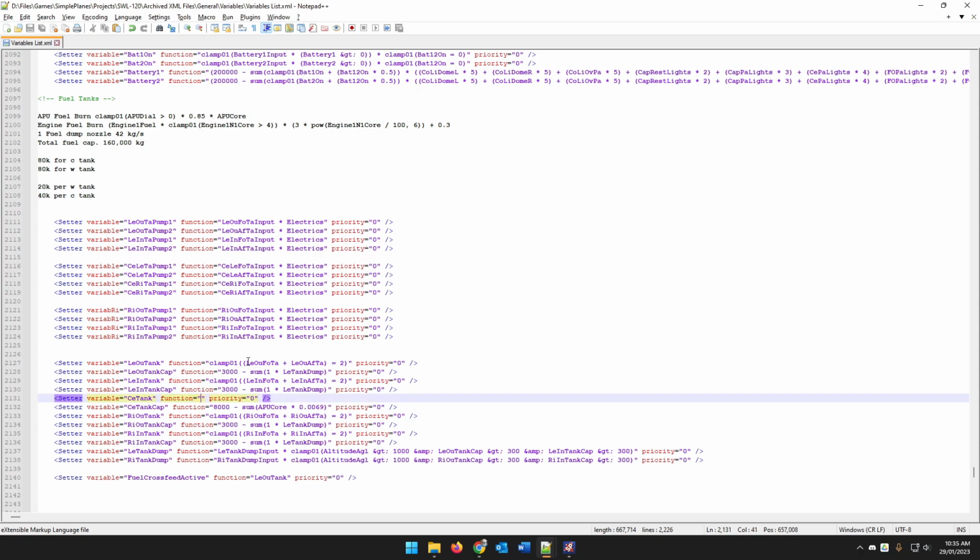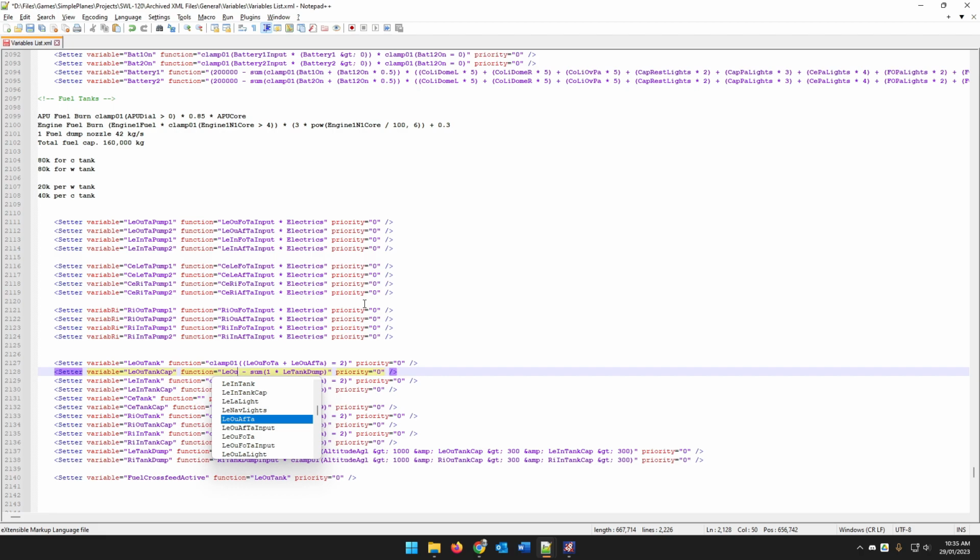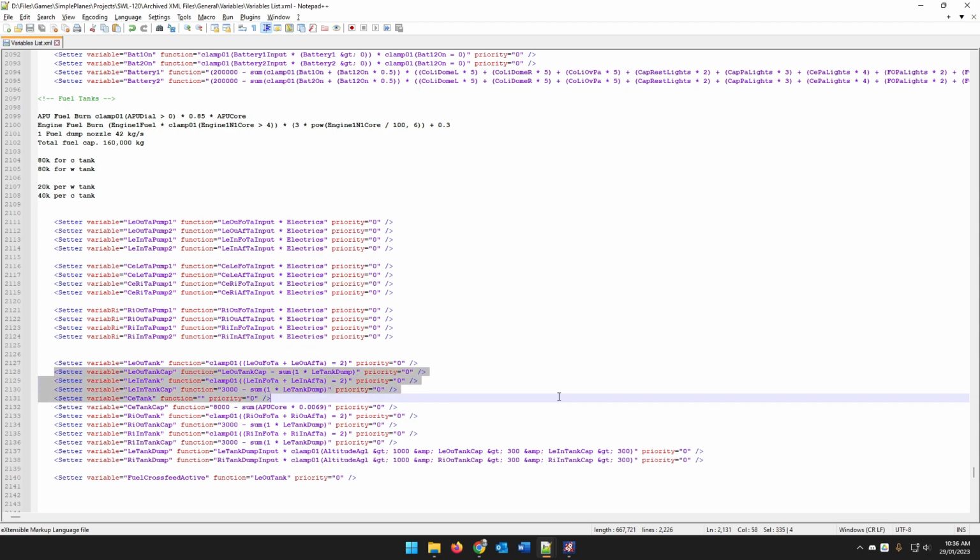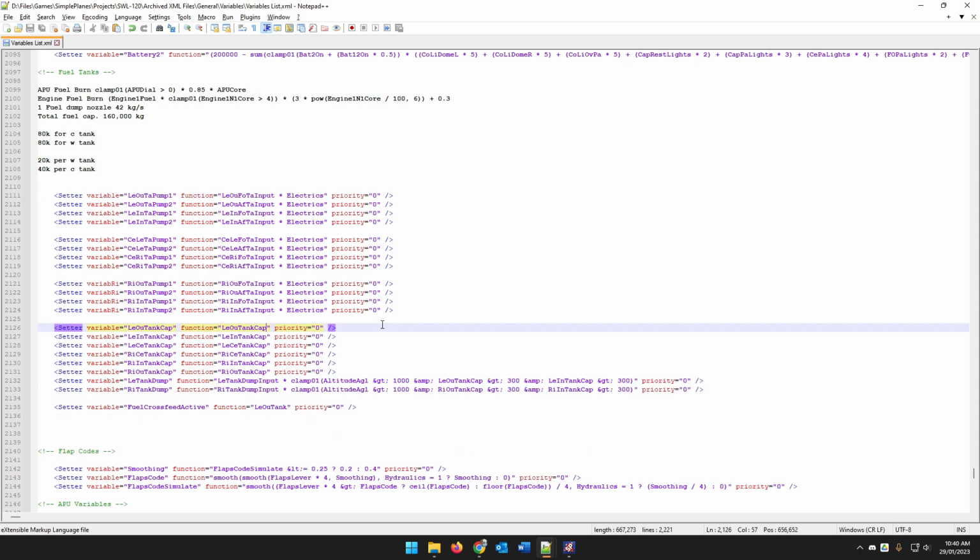Actually, I'm just going to make it subtract itself. So say left outer tank, I'm just going to have it be left outer tank capacity, and then I'm going to have another variable which controls setting how much fuel the tank holds. Actually, I'll just have a different variable that sets the capacity. So this tank just handles crossfeed in and out and drain. So I'm just going to get rid of that. I'll just reset all the fuel capacity variables. Alright, so I've got those done.